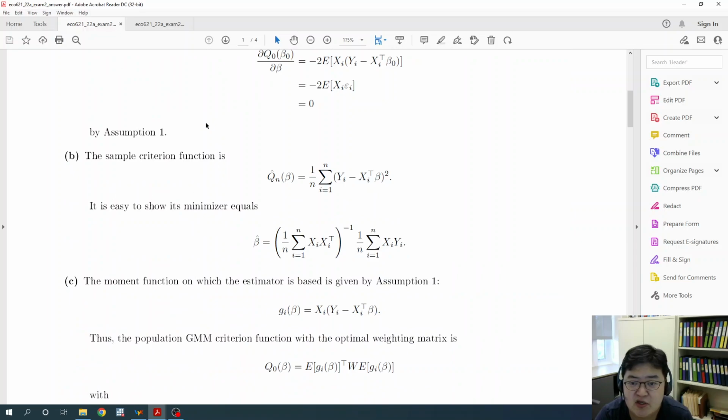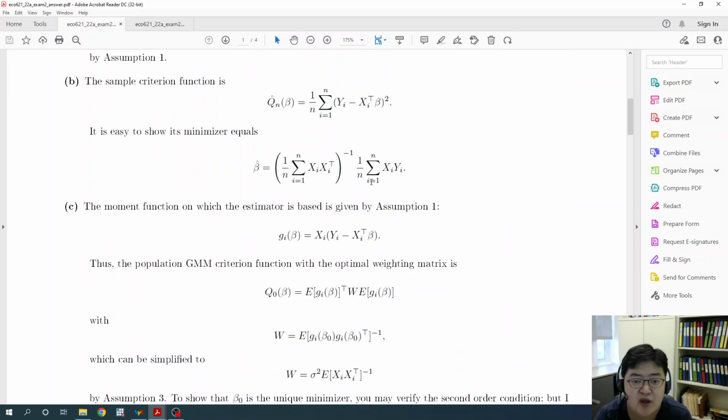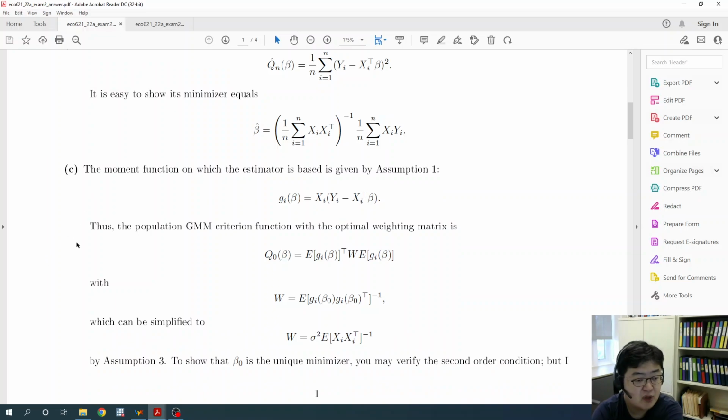And the sample criterion function is simple. I'm not going to go into any detail. And part C, the moment criterion function for the GMM. There is no difference from part A, but the difference is we are starting from this moment function.